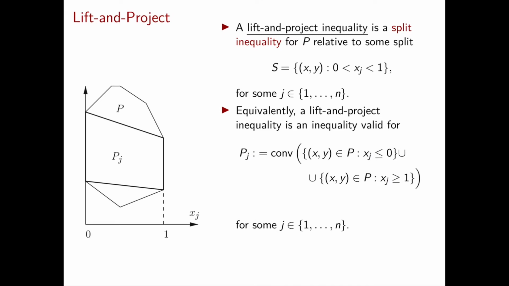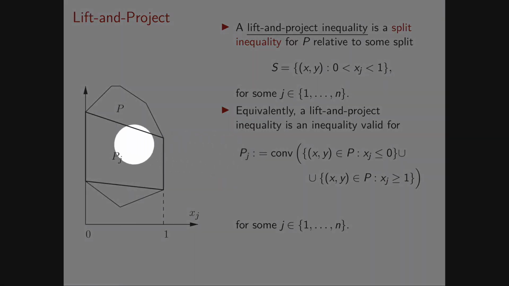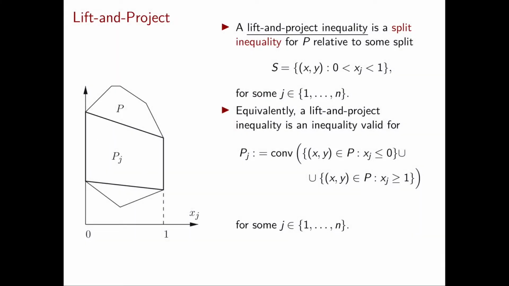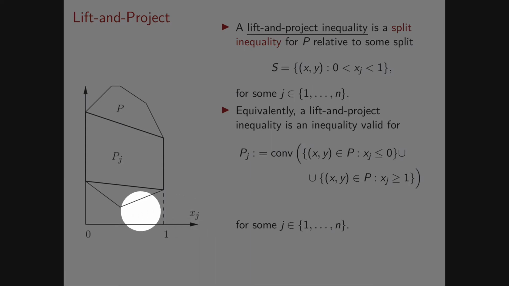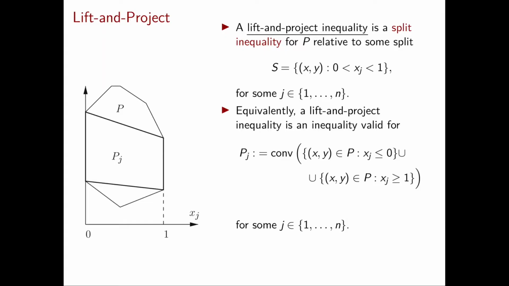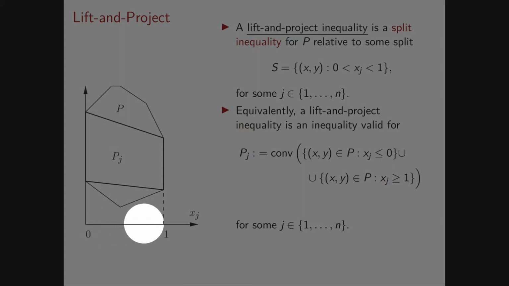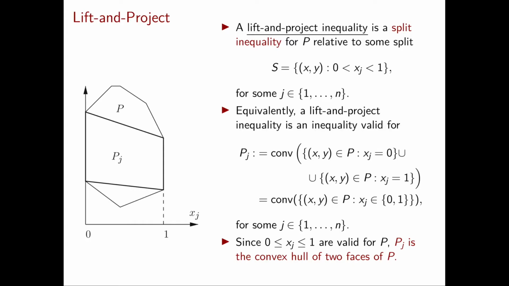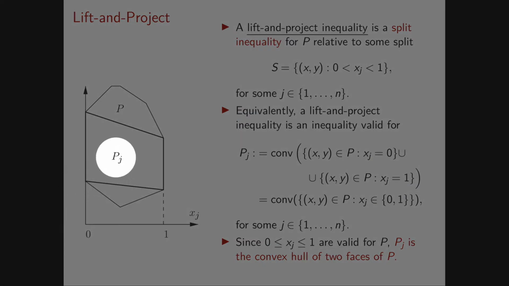We have an example here on the left. We have our polyhedron P, which is the largest polyhedron in this picture, and then we have a variable x_j here on the horizontal axis. We see that the polyhedron indeed satisfies x_j between 0 and 1, and now we take the set of points in P that satisfy x_j less than or equal to 0, which is this segment over here, the set of points in P that satisfy x_j equal to 1, and we take the convex hull and we obtain this quadrilateral P_j.